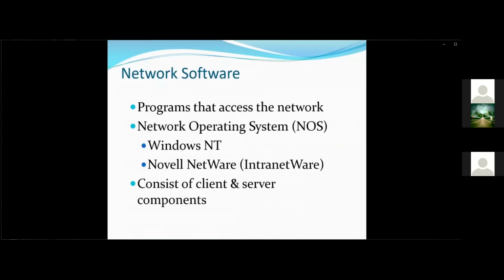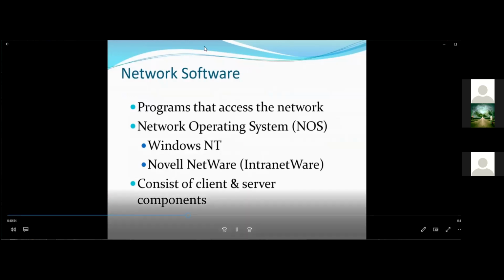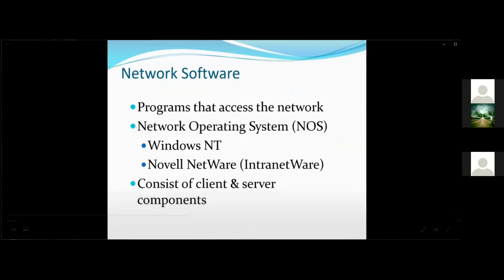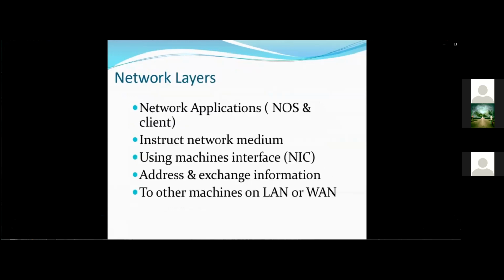Network software are programs that create access to the network. So the network operating system or NOS is next. Windows NT and Novell Network for the intranet. Again, I'm no longer familiar with Novell now because we're still using Windows Server. If anyone is still using it, I think this is already obsolete. But I don't know, because Cisco has also released software and I'm no longer updated. So maybe again, you can give some feedback on those Cisco-related materials. This is a client and server component. Network layers. So, network application.